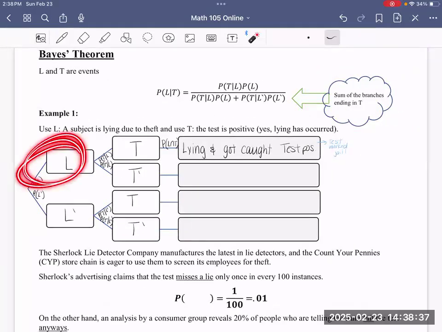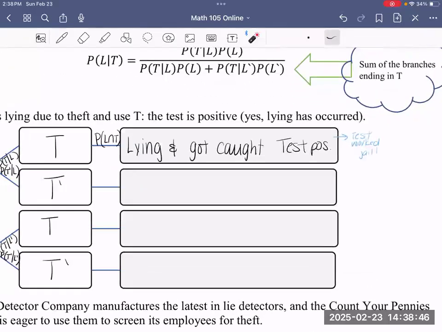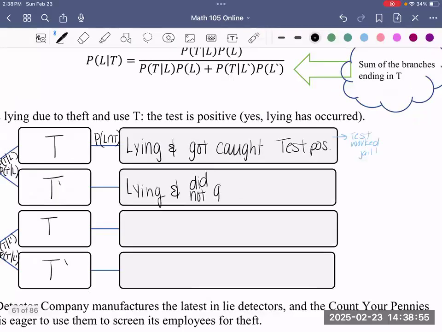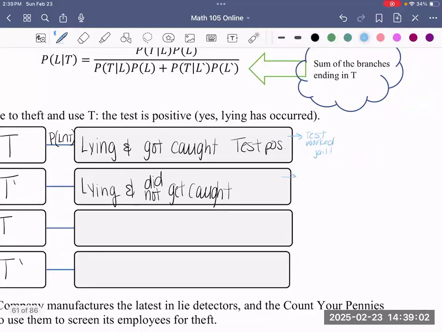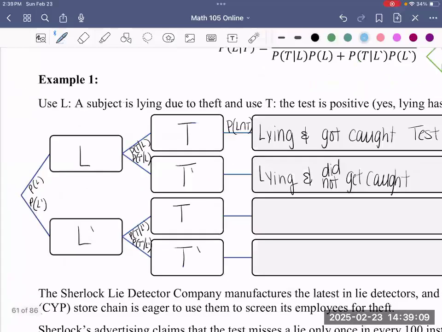Now let's see if we can do the same with the one underneath it. The probability that a person lied, and then under the condition that next, they were tested on your polygraph test, and it's negative. So you got away with it. You lied. Lying has occurred, and you did not get caught. So you got very, very sneaky. You got away with it, essentially. Now, can you come up with the remaining?